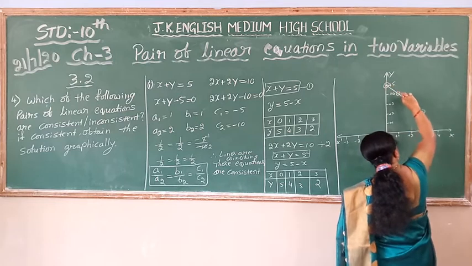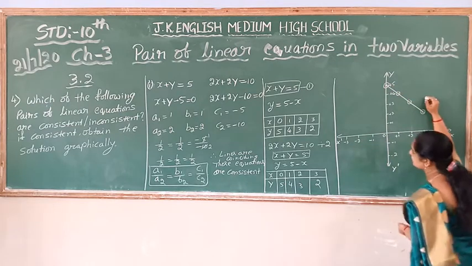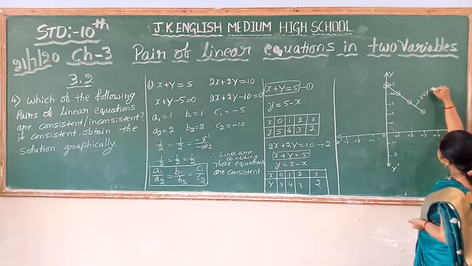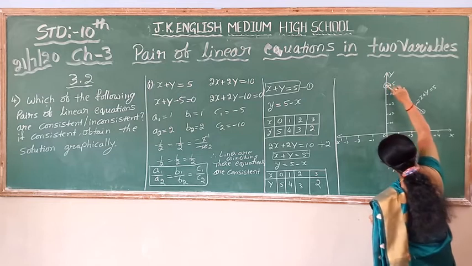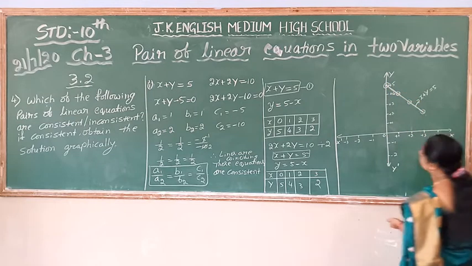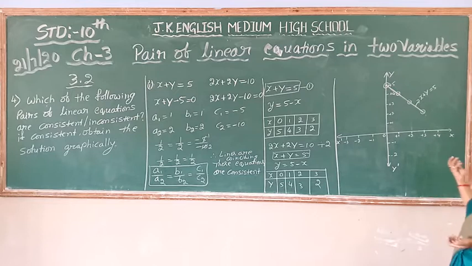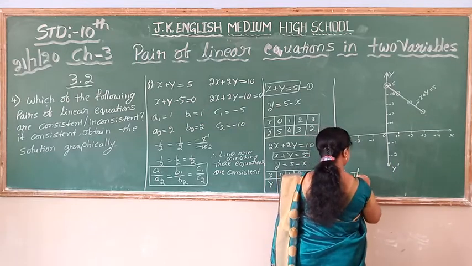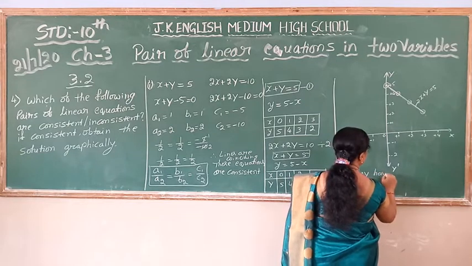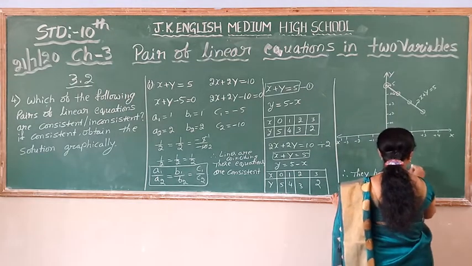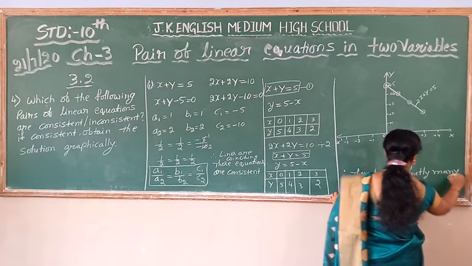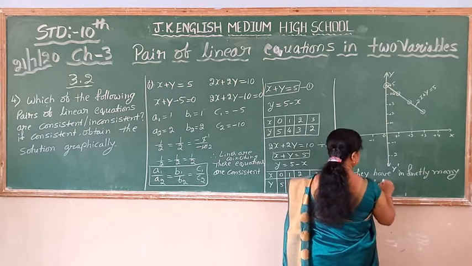See, this is one equation, these are marked. The first equation and the second are the same: x plus y is equal to 1. The other line is also overlapping here only. Both the lines are coinciding lines. Therefore, all points are solutions, so they have infinitely many solutions.